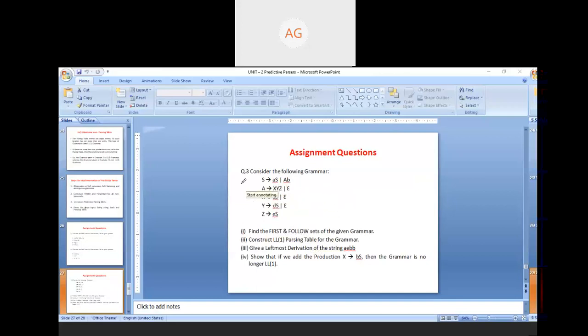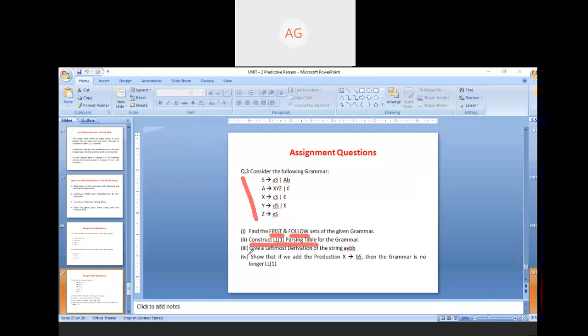So this is the grammar which is given to you. First you need to find the first and follow sets of this grammar, means all the non-terminals you need to solve for first and follow sets. Then construct the LL1 parsing table for the grammar.